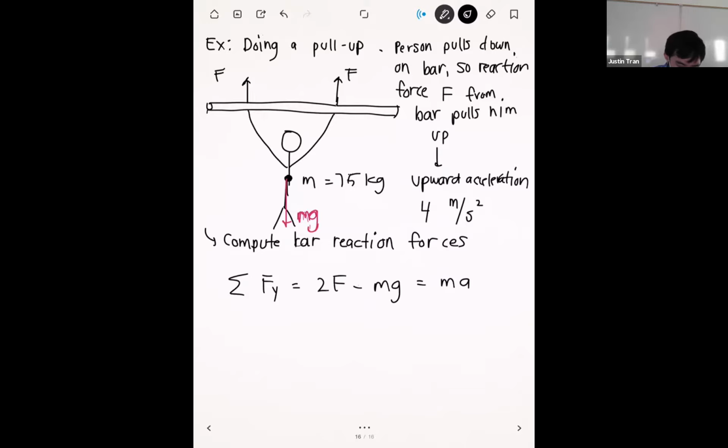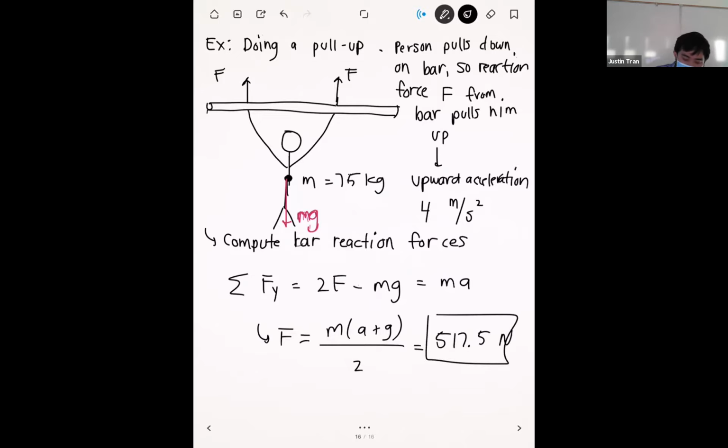We know m in this case, so m is 75 kilograms. We know a is the upward acceleration, which is 4. And we know gravity, which is 9.8. So we can easily solve this equation for F. We say that F is equal to m times (a plus g) divided by 2, and we get very simply that the upward force has to be 517.5 newtons. It should be 75 kilograms, yes. Sorry, my stylus is getting kind of scuffed.